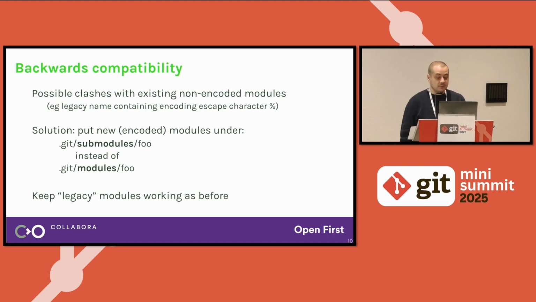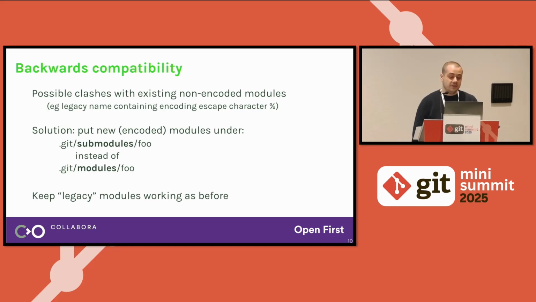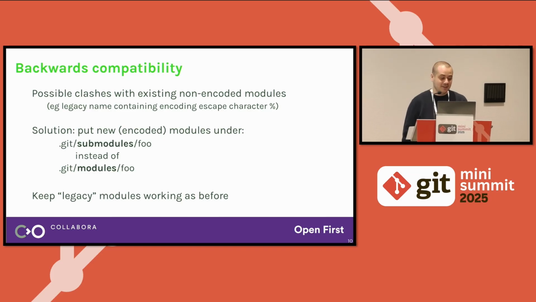Now, backwards compatibility. We have to be careful not to break existing modules, because this is the risk with this series, right? So this is why we decided to split the namespace of submodules and create a new directory alongside the modules directory. We have submodules which store the encoded names, right? So this is the current design.